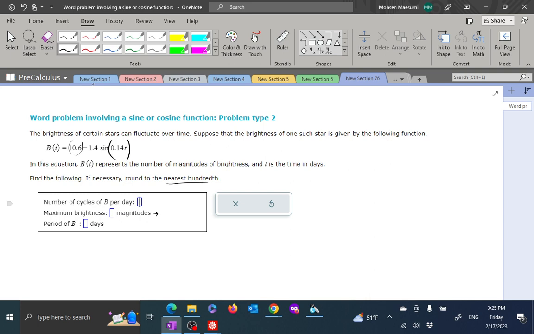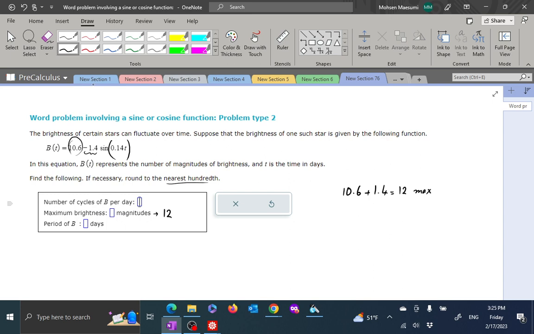This one is the midline, or d, that you had in the previous equation. Well, we go up or down by the amplitude. So if I take 10.6 and then go up by, so take absolute value of this thing and therefore go up by 1.4, we get 12, and that's the maximum brightness. So maximum brightness becomes max 12.